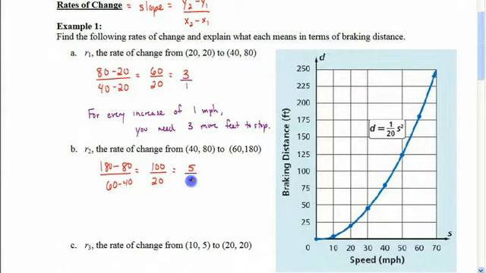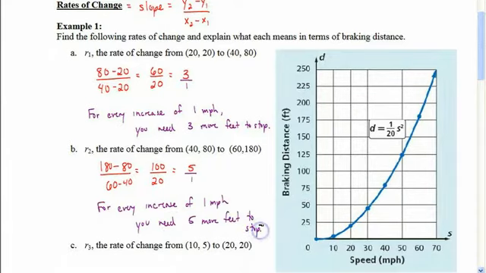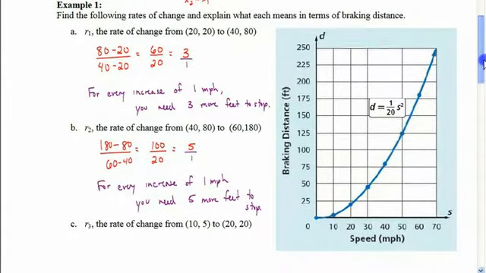But again, 5 is the same as 5 over 1. It just helps us to interpret our answer now to say that for every increase of 1 mile per hour, you need 5 more feet to stop. So that's how rate of change applies to a curved line. Remember, we just always need to have 2 coordinates. Once we have those 2 coordinates, you just use your slope formula to find the rate of change.